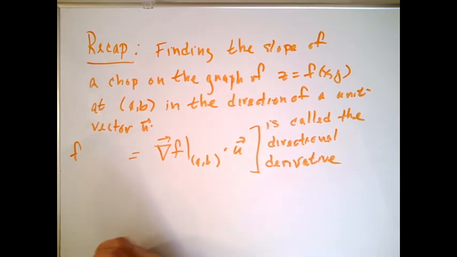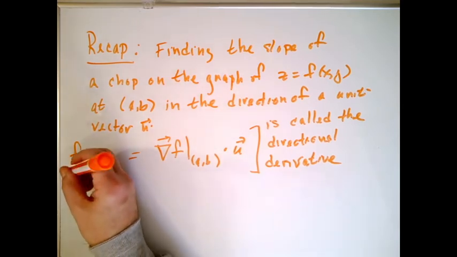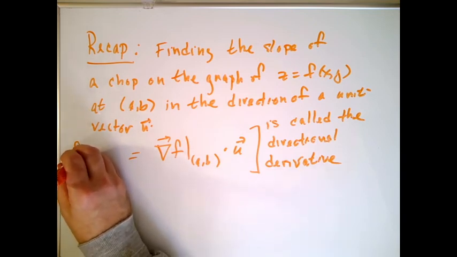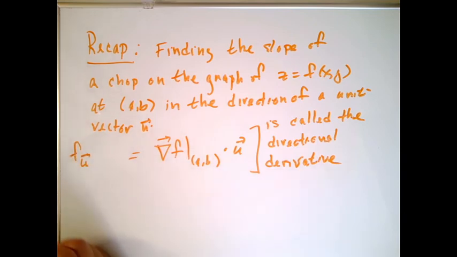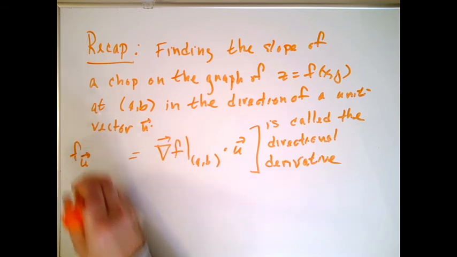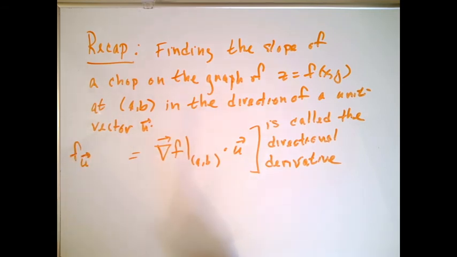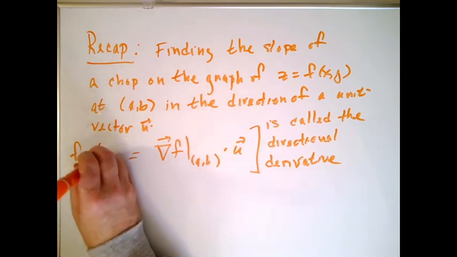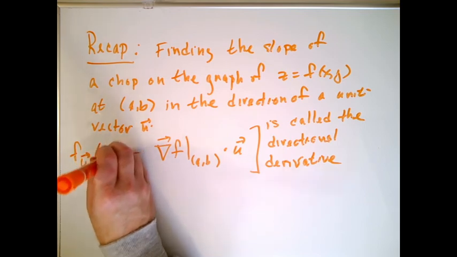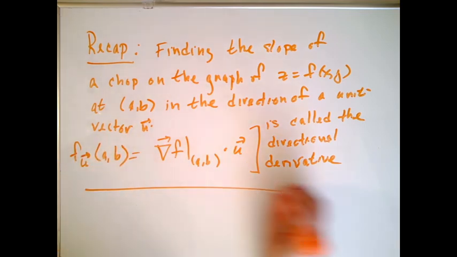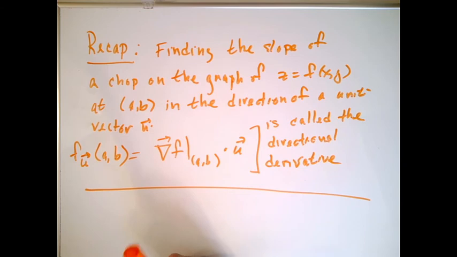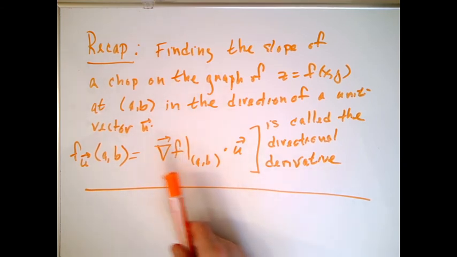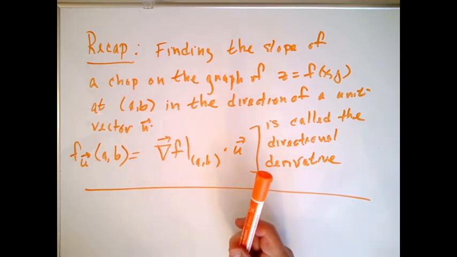But if we go in a different direction, what they're going to do is call this fu, and they're going to write it like that with a little arrow over it. And if we want, we can actually put in ab. Sometimes they'll do that, sometimes they won't. So that just recaps the notation, it recaps what we're actually finding, and recaps what we actually have to do to calculate it.